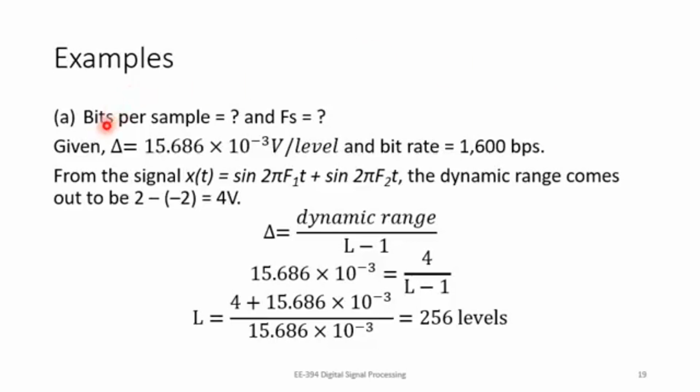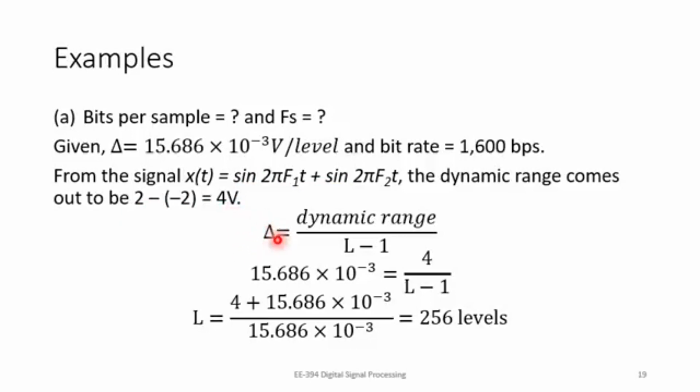So part A, we were asked to find out bits per sample and fs, and we are given the resolution and the bit rate as 1600 bits per second. For the signal x(t) with two sine components being added, the maximum value can be 1 + 1 = 2, and the minimum value can be -2. So the dynamic range will be 2 - (-2) = 4 volts.